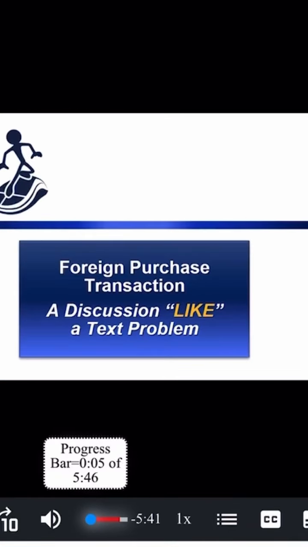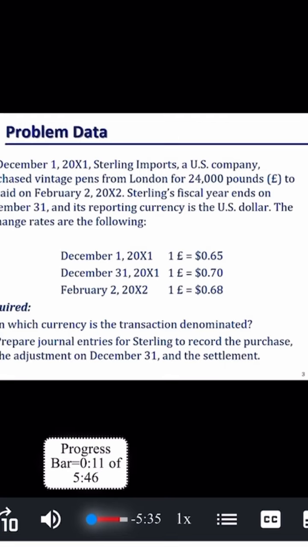In this discussion, we will look at a foreign purchase transaction. This discussion is like a problem in the text. Data for our problem shows that on December 1, year 1, Sterling Imports, a U.S. company, purchased vintage pens from London for £24,000 to be paid on February 2nd, year 2.